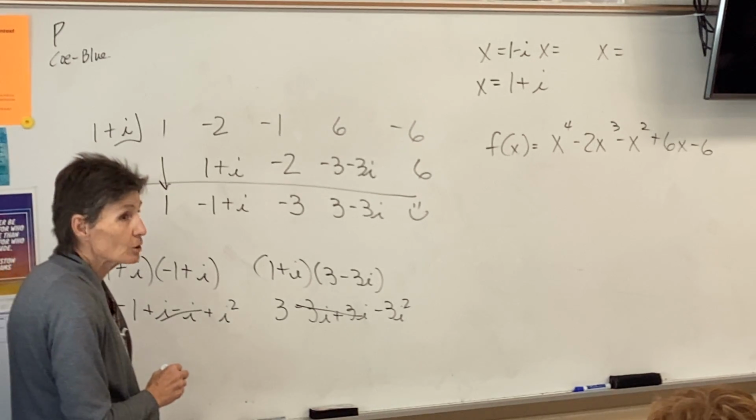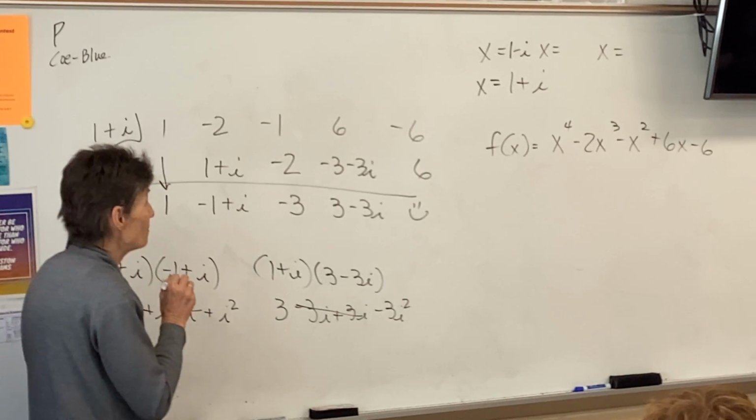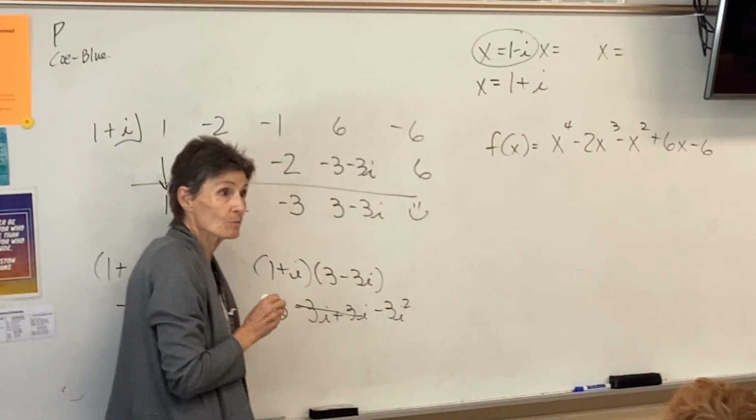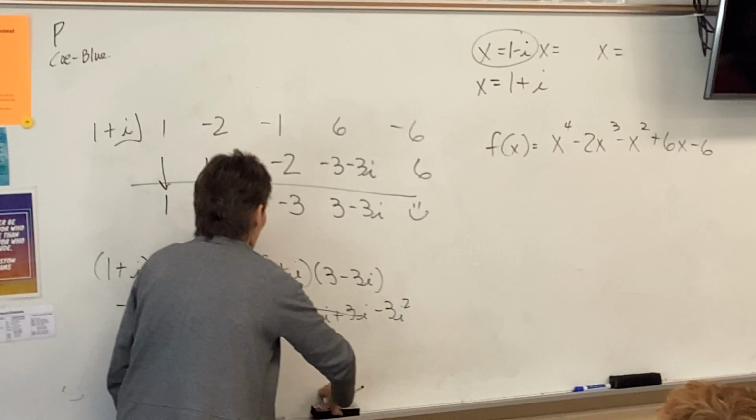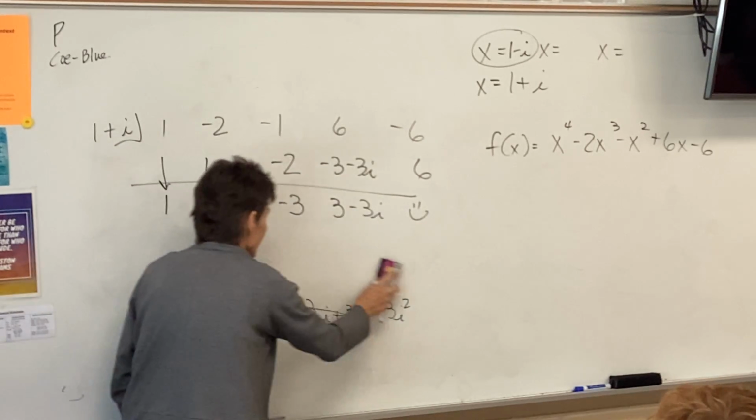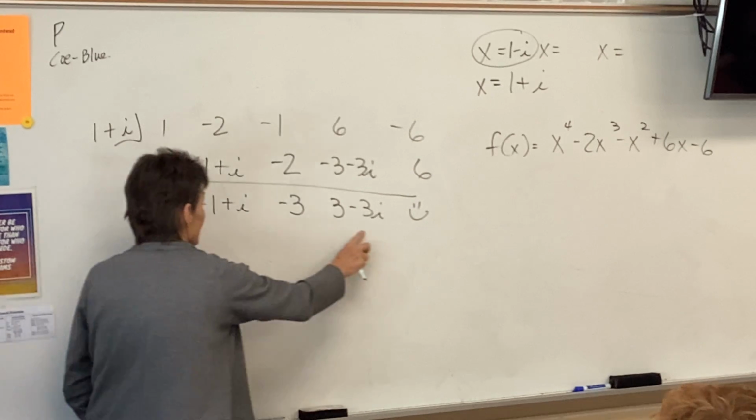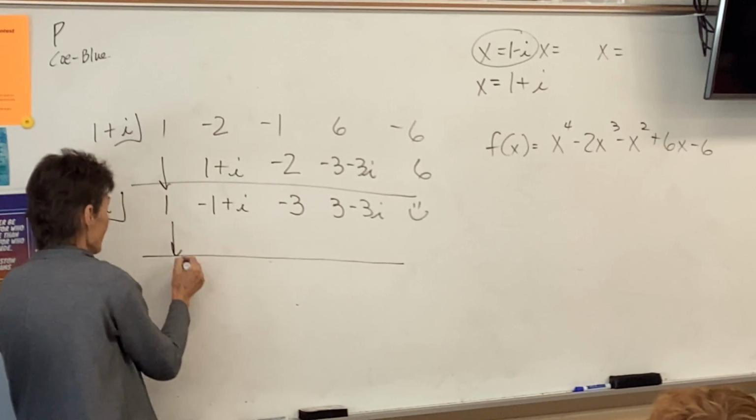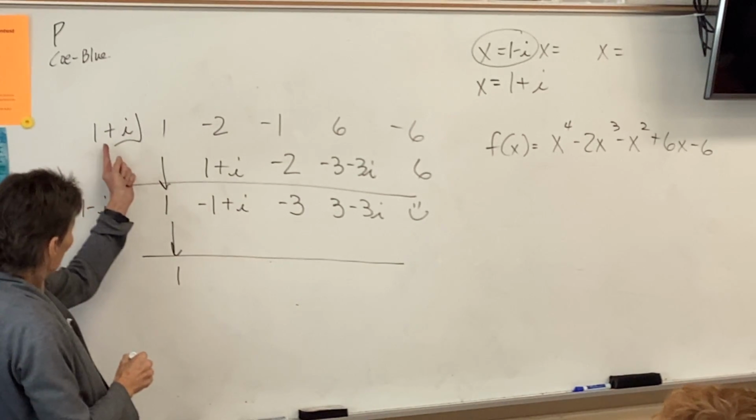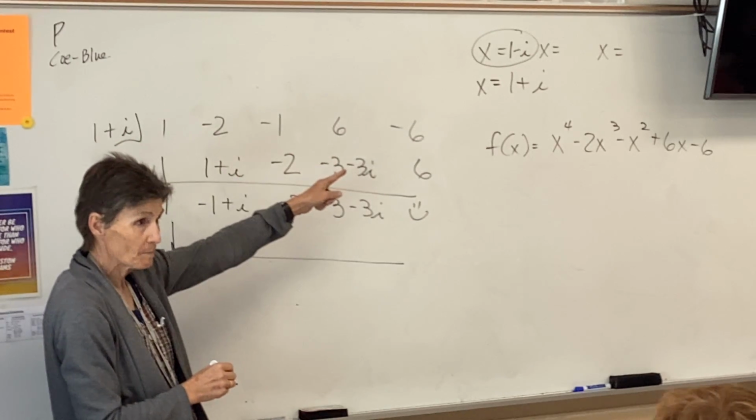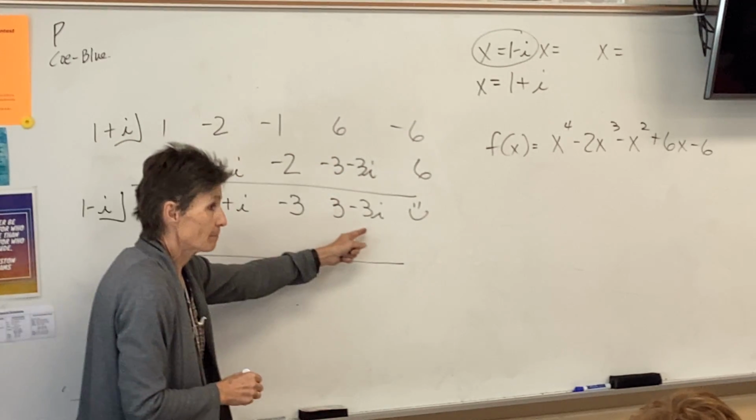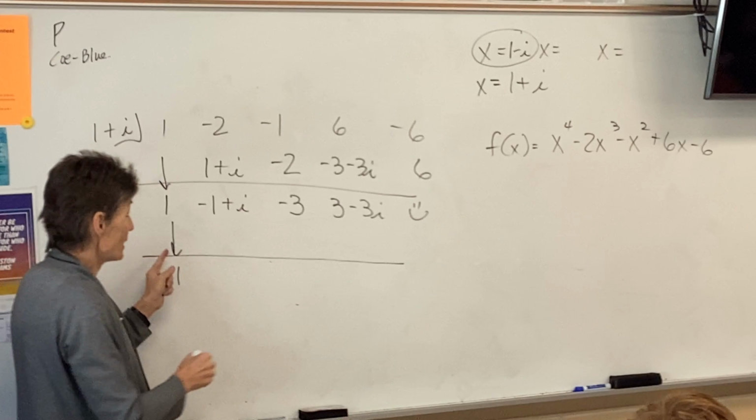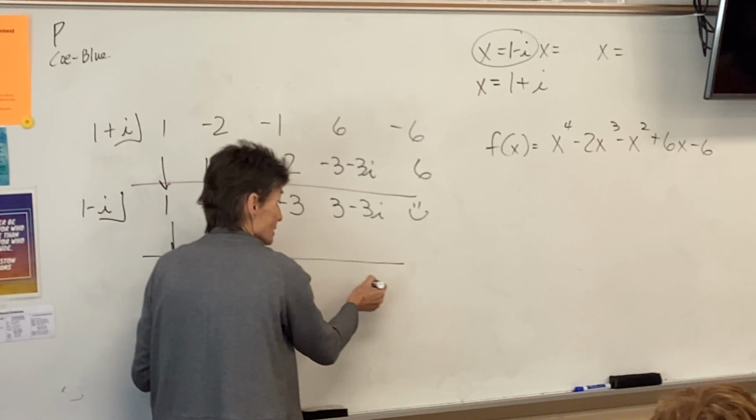Now, you ready for the good news? We get to do it again, because we also know that 1 minus i is a root. So now I'm going to take what I just ended up with, right here, and divide 1 minus i into that. So I took 1 plus i into the original problem, and I got this. Now I'm going to take 1 minus i into that, and hopefully end up with a 0.